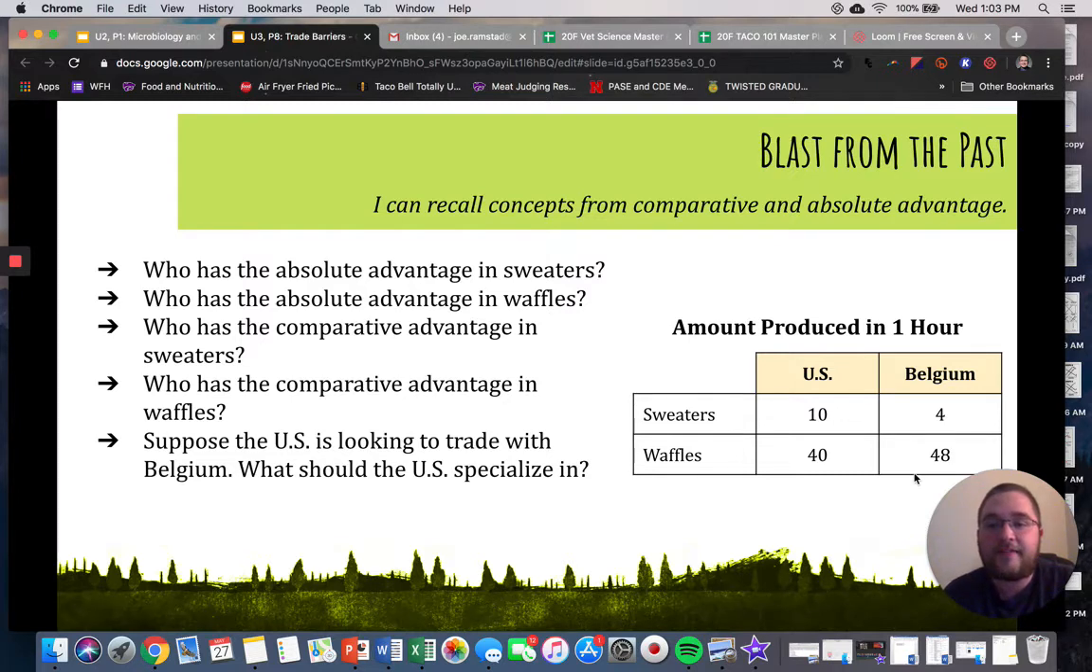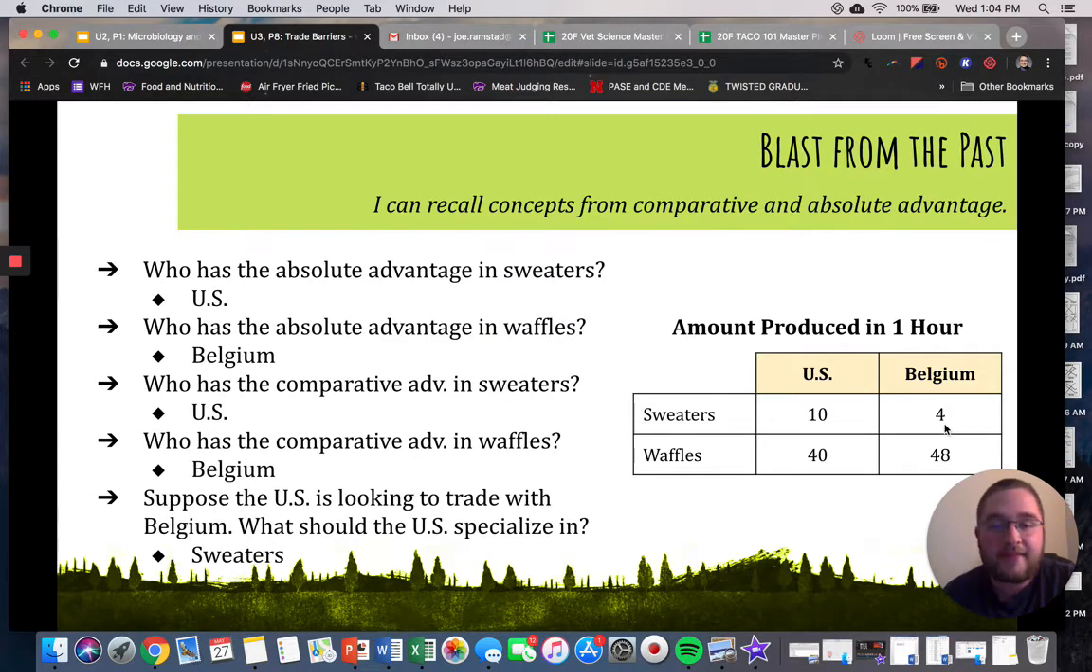Okay. Now this is where it gets a little bit tricky with comparative advantage. Who has the comparative advantage in sweaters? Okay. So to figure this out, we're going to have to do some math. We know that if the US is producing 10 sweaters and 40 waffles in an hour, that they're essentially giving up 4 waffles to produce 1 sweater, because we take 40 waffles divided by 10 sweaters, and that gives us 4. Okay. On the flip side, Belgium, they are producing 48 waffles in an hour and 4 sweaters in an hour. Okay, so that's going to tell us that the US has the comparative advantage in sweaters.